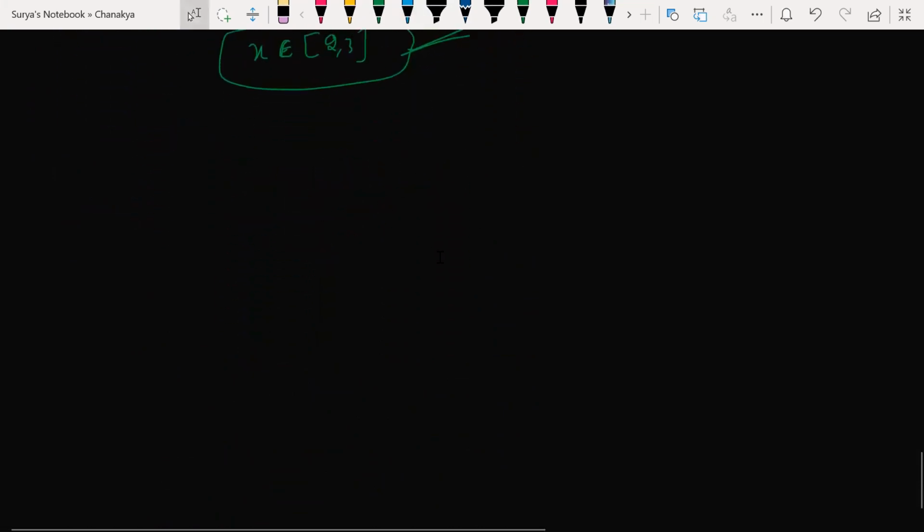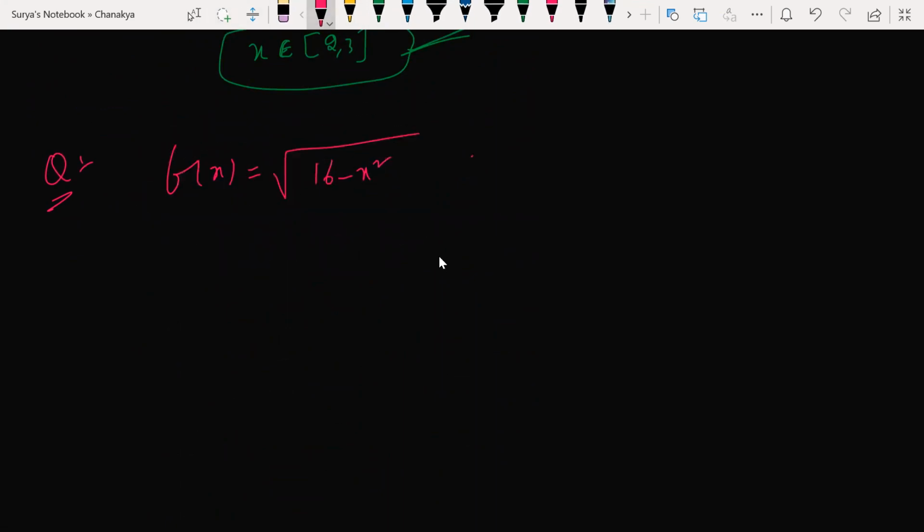So next, I'll just give one more simple question. Let's make this: f of x is equal to square root of 16 minus x square. Everyone solve this question.